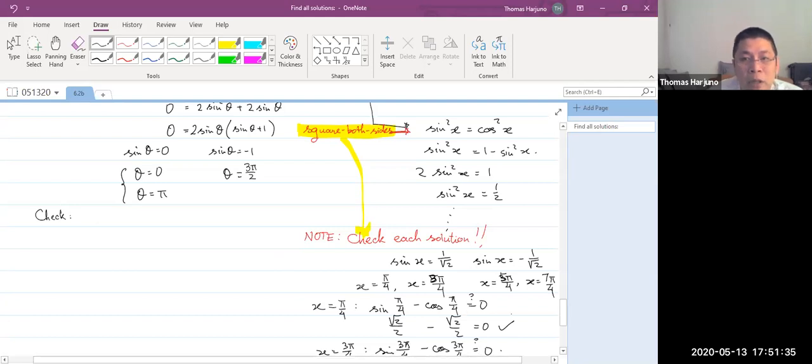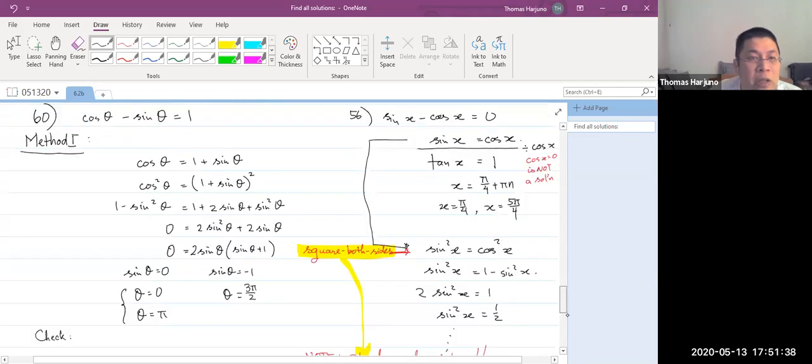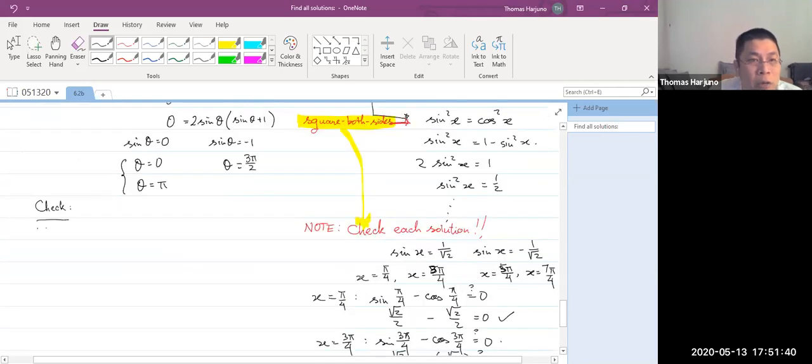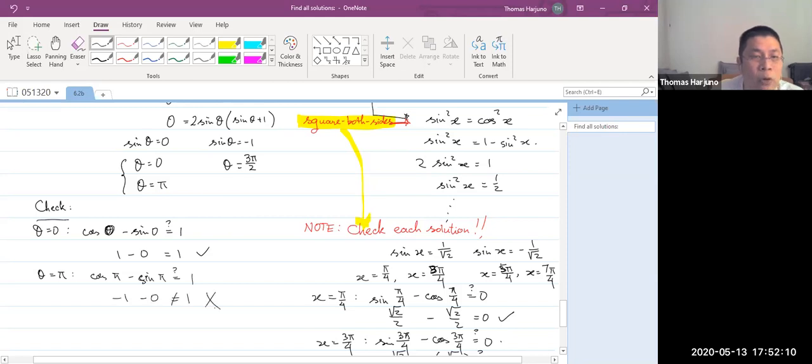Okay. Now, what's the question again? Cosine theta minus sine theta equals 1. So for theta equals 0, cosine 0 minus sine 0, is it equal to 1? 1 minus 0, that equals 1. That's a check. How about when theta equals pi? Cosine pi minus sine pi, is it equal to 1? -1 minus 0, that's not equal to 1. So pi is not a solution.